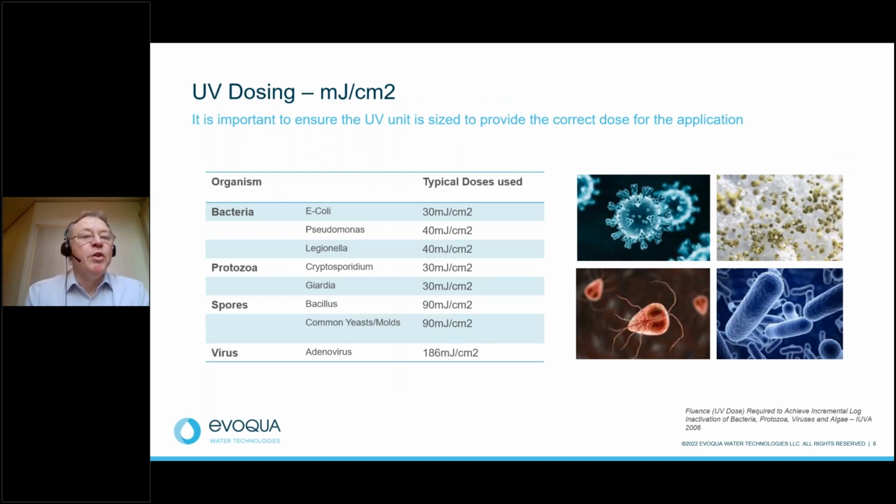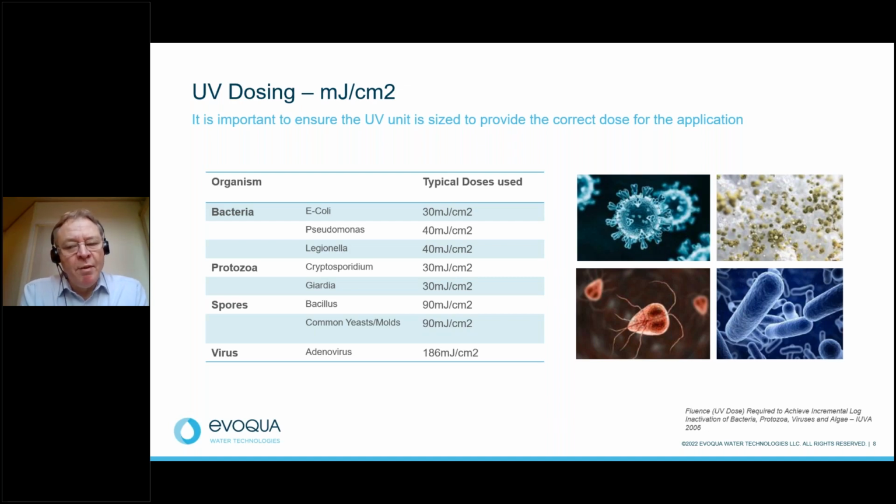So UV dosing, millijoules per centimeter squared. It's important to ensure the UV unit is sized to provide the correct dose for the application. Few, if any, microbes are resistant to UV disinfection, given sufficient dose. Some need more, some need less, but they're all sensitive to a certain degree to UV. These sensitivities vary. If you're curious or need information on particular organisms, the International Ultraviolet Association maintains a really good database of organisms and the doses required for reduction. And that's a freely available resource if you go on the IUVA website.